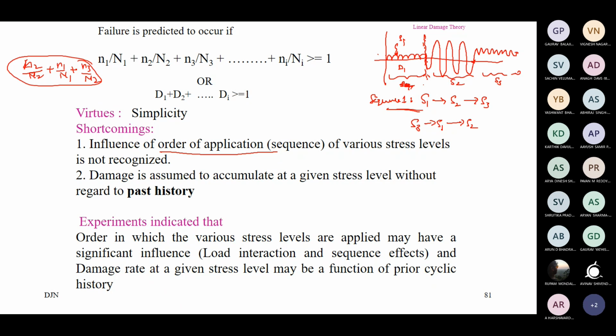It is not considering the fact that the previous load has added some damage, and over that you are applying the next magnitude, so the material response may not be the same. Okay, so this is one of the important factors to be noticed as a drawback of this theory. However, as I stated earlier, because of its simplicity and the closeness of the result in the high cycle fatigue regime, only in that particular region, these shortcomings can be overlooked.